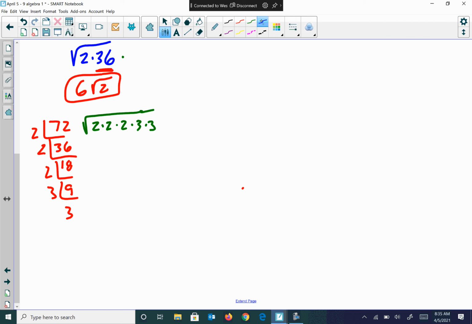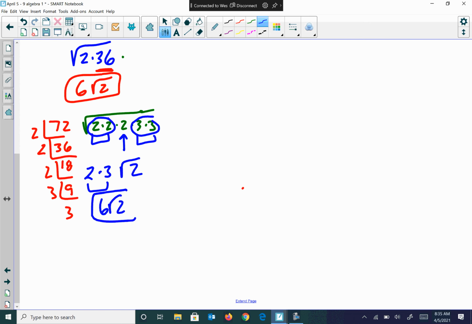Okay? So each pair makes a perfect square. So square root of 2 times 2 is 2. Square root of 3 times 3 is 3. This gets left underneath still. 2 times 3 gives me 6, so I get 6 root 2. And lo and behold, my friends, these are the same answer.